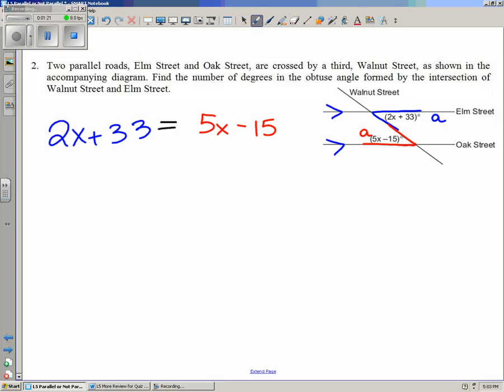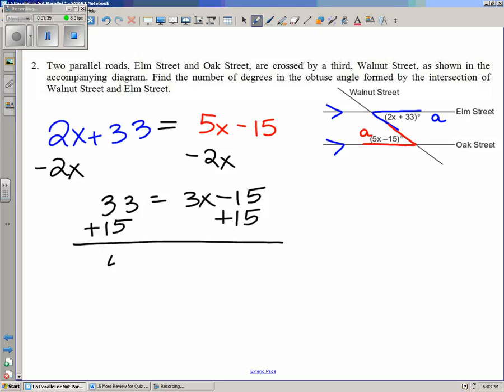And now we have to do some algebra. So on both sides, we'll subtract 2x, and we have 33 equals 3x minus 15. We will add 15 to both sides, and now we will have 48 equals 3x, and dividing by 3, x is equal to 16. That's not the answer to the question, because the question asked us to find the number of degrees in the obtuse angle. And we have found the acute angles, or at least we have found the x value, which will help us find the one of the acute angles.